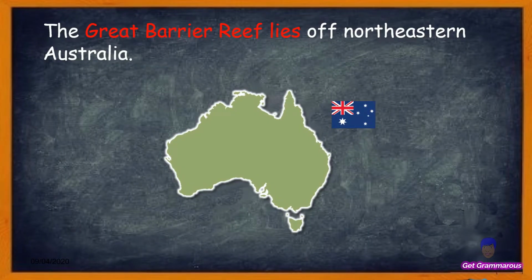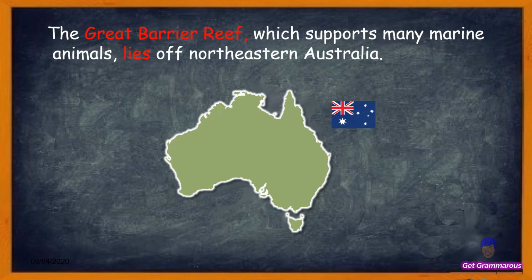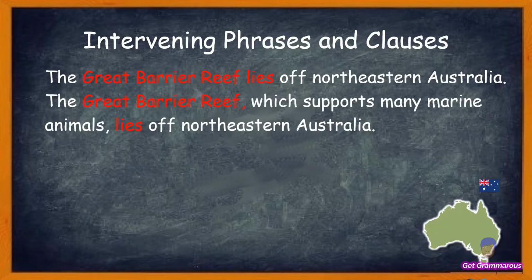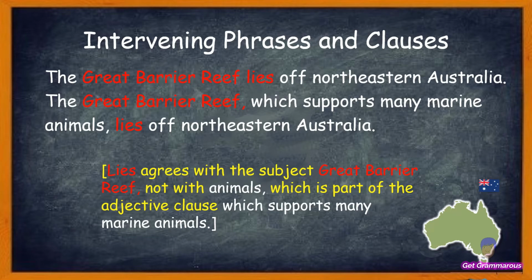Let's look at this example. The Great Barrier Reef lies off northeastern Australia. The Great Barrier Reef, which supports many marine animals, lies off northeastern Australia. Let's look at these sentences more closely. The Great Barrier Reef lies off northeastern Australia. The Great Barrier Reef, which supports many marine animals, lies off northeastern Australia.